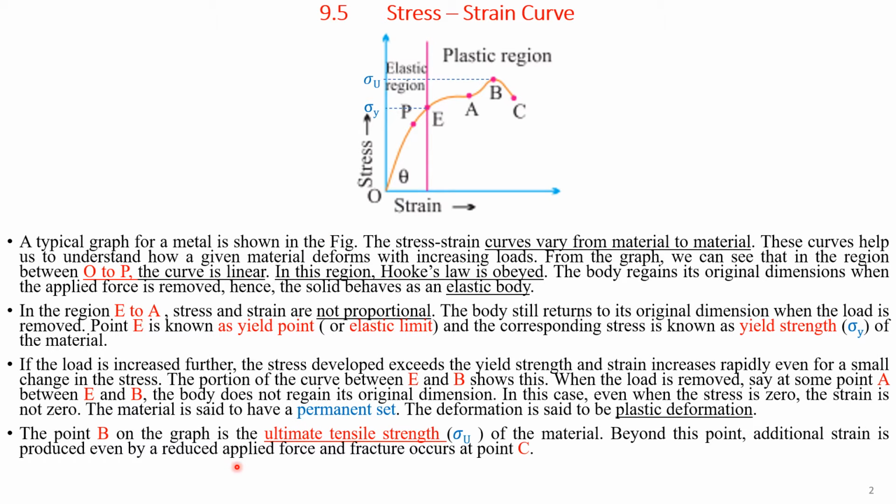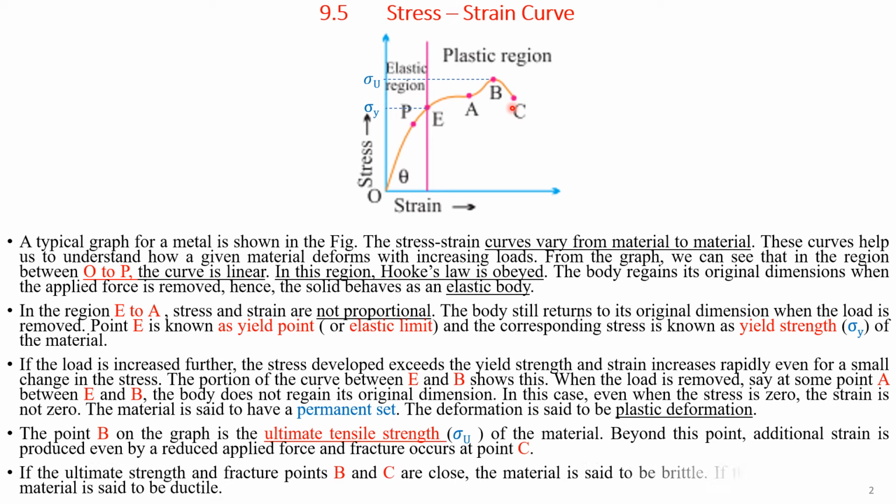The point B on the graph is the ultimate tensile strength. The stress corresponding to the point B, marked with dotted lines and marked as sigma u, is the ultimate tensile strength. Beyond this point, the strain is produced even by a reduced applied force. The fracture occurs at point C.